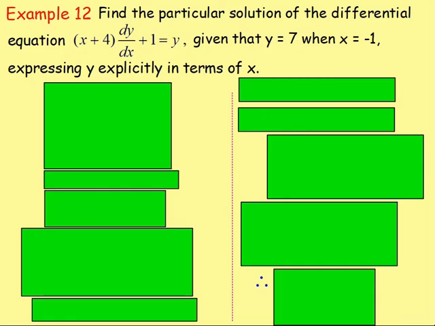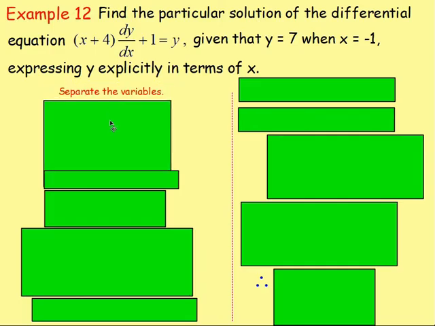Example 12. Find the particular solution of this differential equation. x plus 4 in brackets dy by dx plus 1 equals y, given that y equals 7 when x equals negative 1. Once again, expressing y explicitly in terms of x. And the first thing that we do, help us out. Well done, we separate the variables.